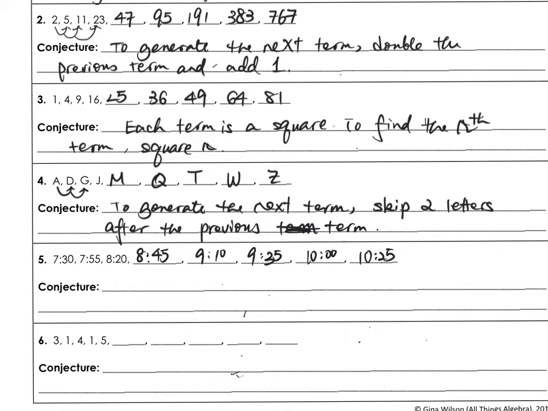3, 1, 4, 1, 5. You know what? If I put this as a decimal point, I would have 3.1415, right? So this 3.14 is pi. So these are the digits in pi. You don't have to memorize this. This one is a little harder.